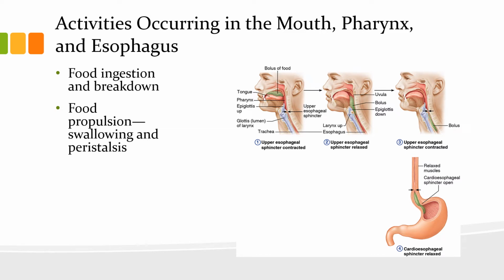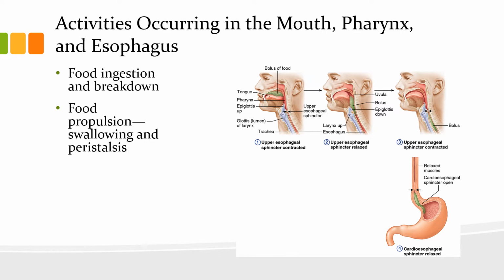However, some drugs, such as nitroglycerin, any kind of medication you put under your tongue for absorption, will be absorbed in the mouth. The pharynx and esophagus have no digestive function. They are simply passageways. And then food propulsion. For food to be sent on its way from the mouth, it must first be swallowed.